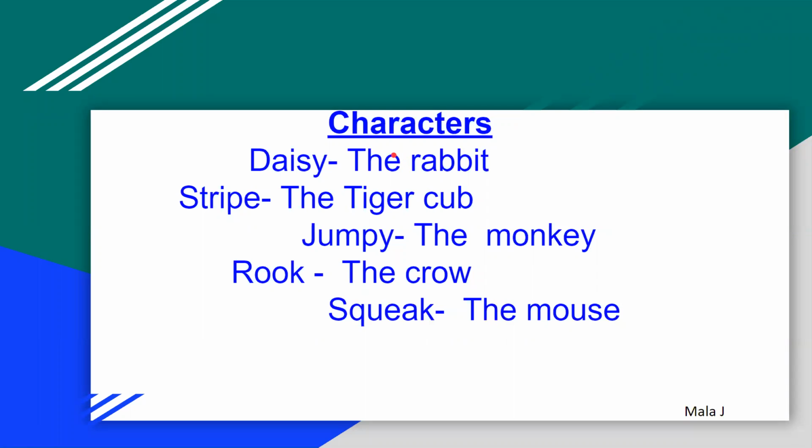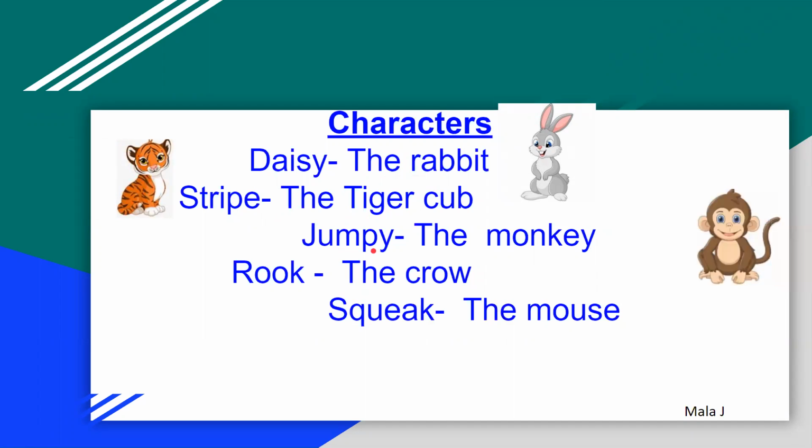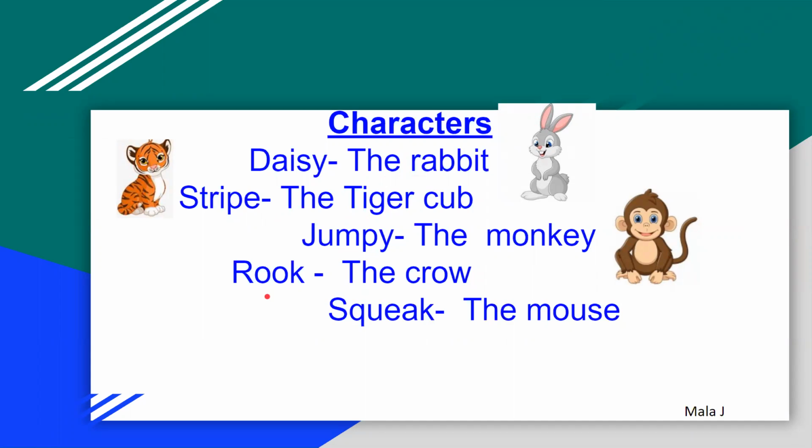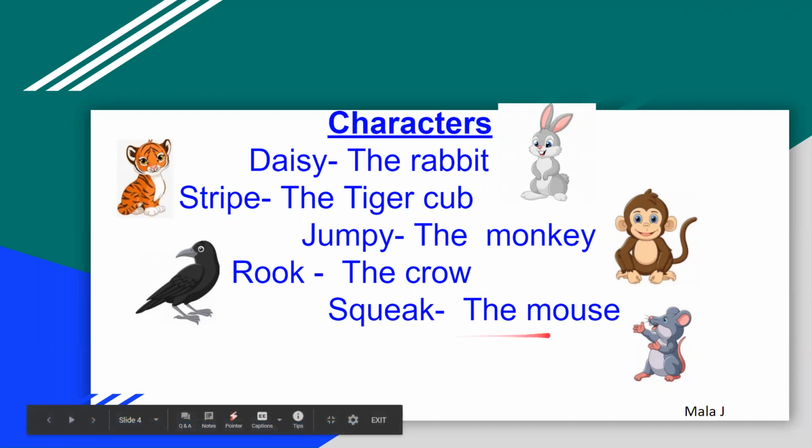Now let us see the characters that we come across in this lesson. So first is Daisy, the rabbit. Then Stripe, the tiger cub. Jumpy, the monkey. Rook, the crow. Squeak, the mouse. So these are the main characters that we are going to see in this lesson. So let us repeat. Daisy the rabbit, Stripe the tiger cub, Jumpy the monkey, Rook the crow, Squeak the mouse.